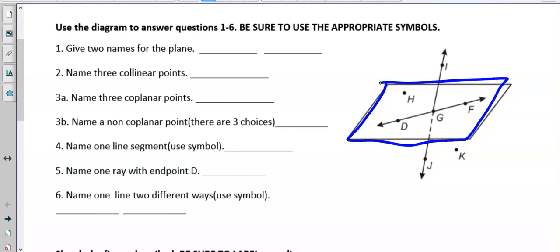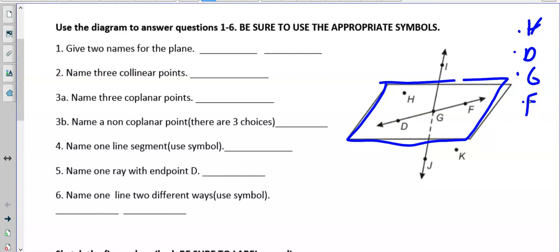Remember, to name a plane, we're looking for a capital letter without a dot. So let's say there was just a big old M here. We could call this plane M. But we do not have that, so we cannot call it by just a letter. So we have to use letters on the plane that are points. So what are they? We have H, D, G, and F.